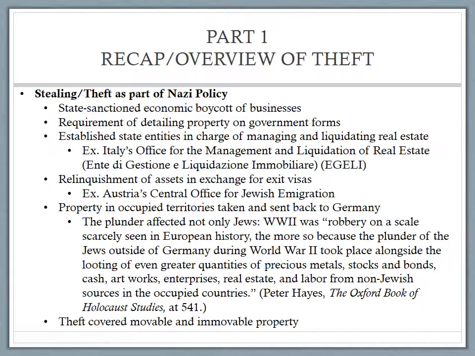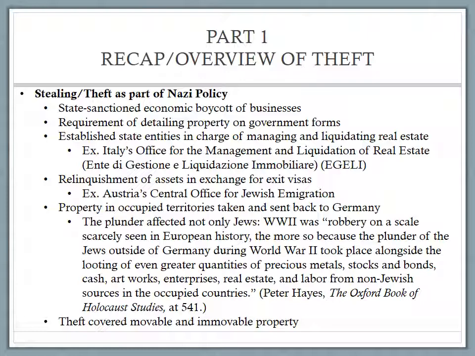Now, let's move on to Part 1, Recap or Overview of the Process of Stealing or Theft. In Class 1, we looked at the passage of legislation that curtailed the rights of Jews and other targeted groups in Germany and other occupied countries during World War II, and how the passage of legislation perhaps facilitated the Holocaust. Law and Nazi policy likewise covered the attendant theft of property from Jews and other targeted groups, and this included state-sanctioned economic boycott of businesses, as well as the requirement of detailing property on government forms.